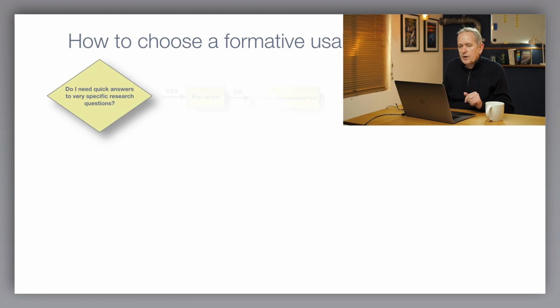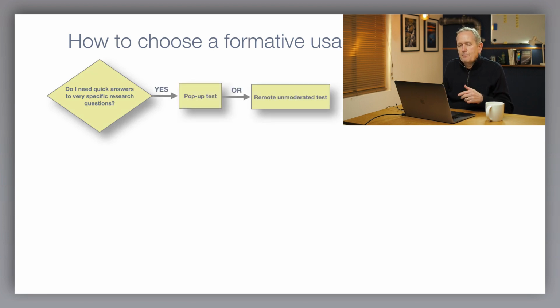In that case, what I'd recommend is you carry out either a pop-up test or a remote unmoderated test. With a pop-up test, you'll go to where your users hang out, like a coffee shop, for example, and you'll see if you can get them for 5 or 10 minutes to answer these very specific research questions. With remote unmoderated tests, then often you'll go to an organization that has a panel of users that know how to video themselves as they carry out tasks, and you could use remote unmoderated testing for that.